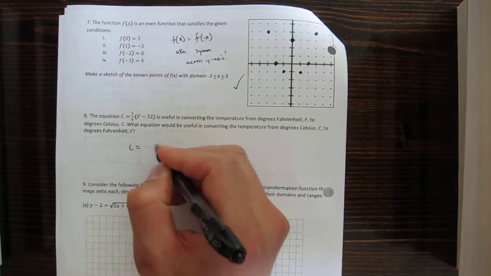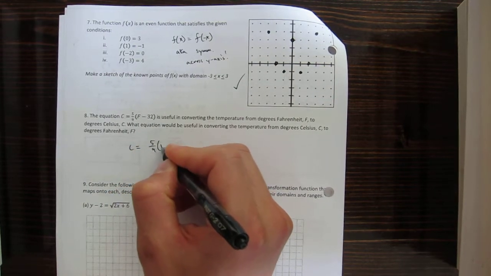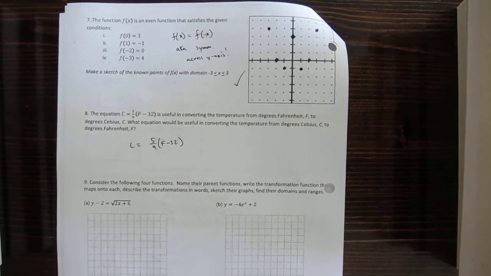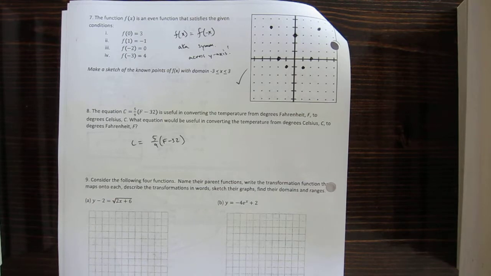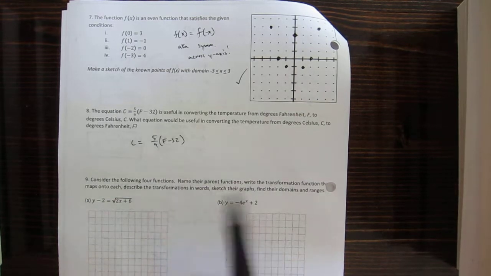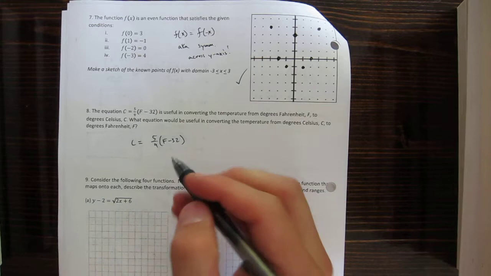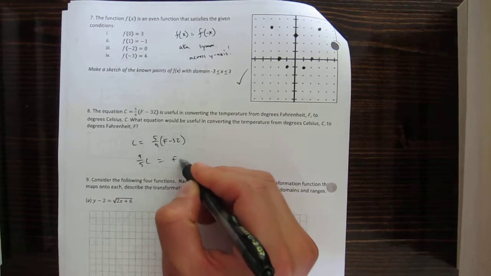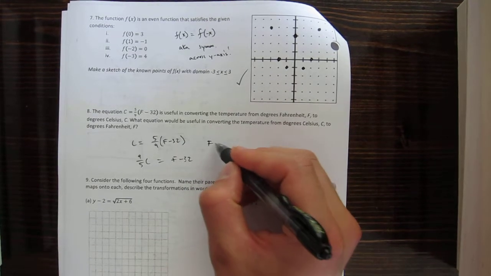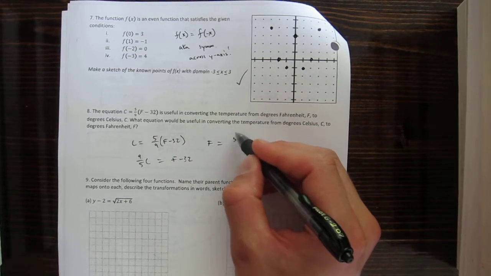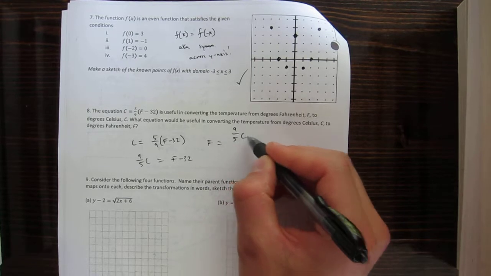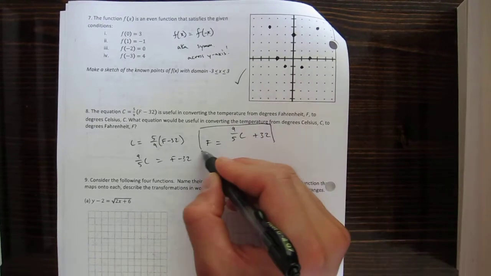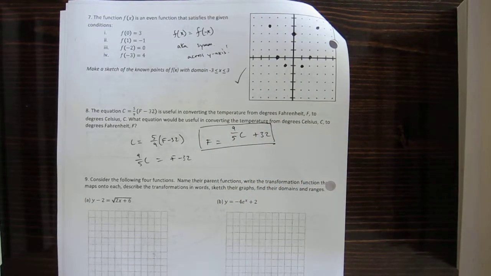So C equals 5/9 times F minus 32. We don't really want to swap, because if we swap, we're going to get confused about which is Celsius and which is Fahrenheit. So we'll simply solve this for Fahrenheit. Multiply by 9/5. So 9/5 C equals F minus 32. Add 32. Fahrenheit is equal to 9/5 times the degrees Celsius plus 32. That's the inverse function, but we'll write it with F and C.